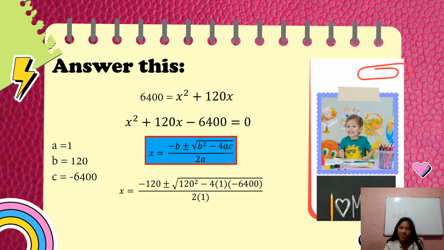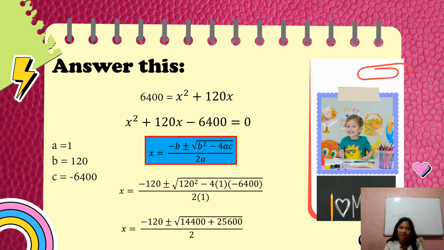Okay, so ito na yon. Check our substitution. So, 120 for b, 120 for b, and then a is 1, and then c is 6,400, over 2 times 1. Then, evaluate. Ito siguro yung sagot. So, negative 120. Yung 120 squared is 14,400. Ito naman, dahil dalawang negative, sabi ko sa inyo, plus na siya. So, 4 times 1 is 4 times 6,400. So, 25,600. And 2 times 1 is 2.